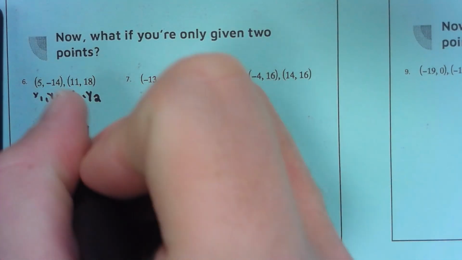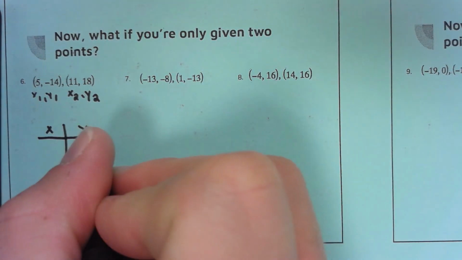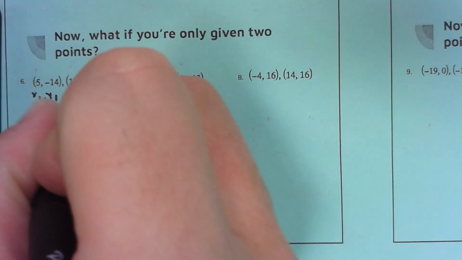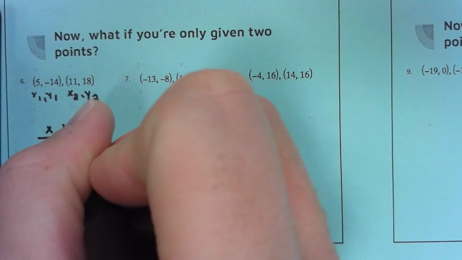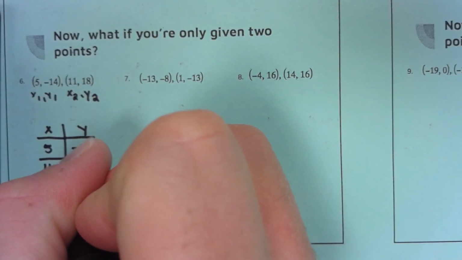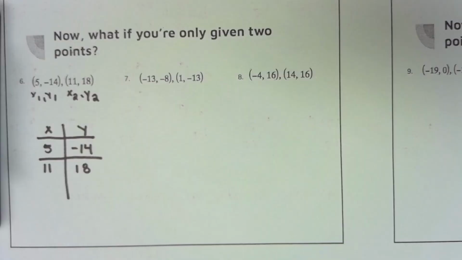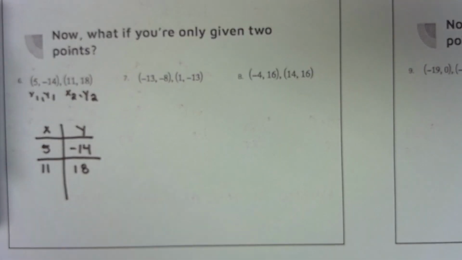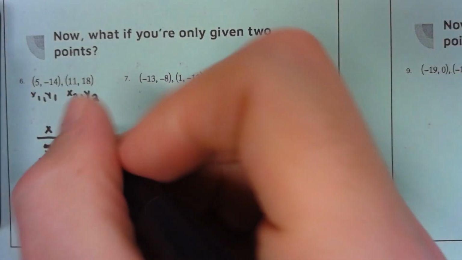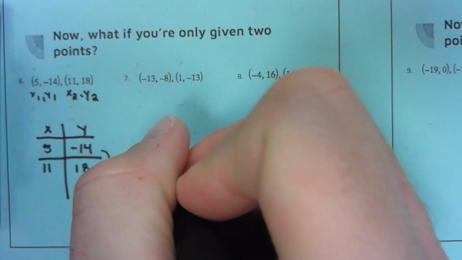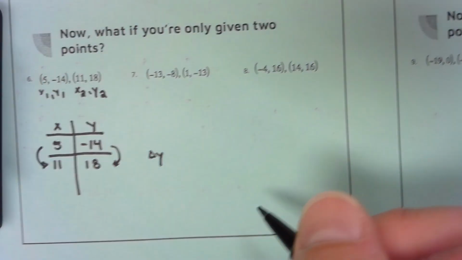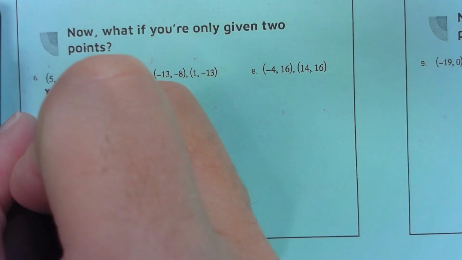So x, y, and I'm going to take 5 as one x value. Its corresponding y of negative 14. I'm going to do the same thing with my other point, 11 and 18. Well, now this is the exact same thing as what we did on the previous page. We have a table, and so finding this difference here, that's going to be a change in y, and finding this difference here, that's going to be my change in x.